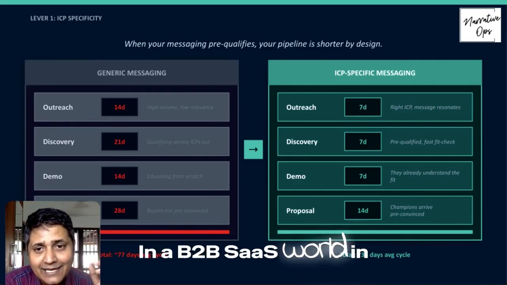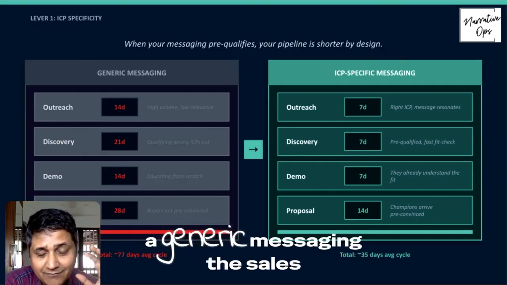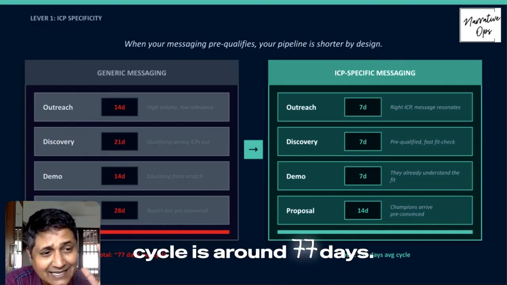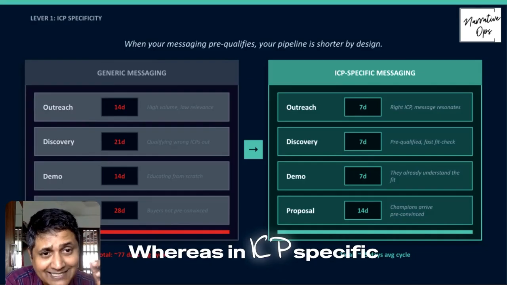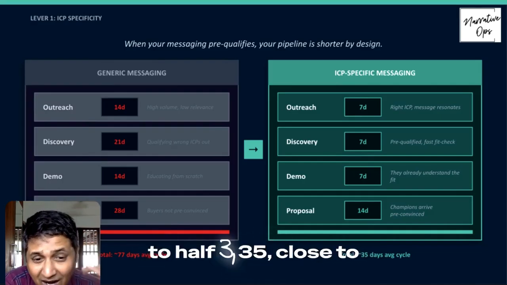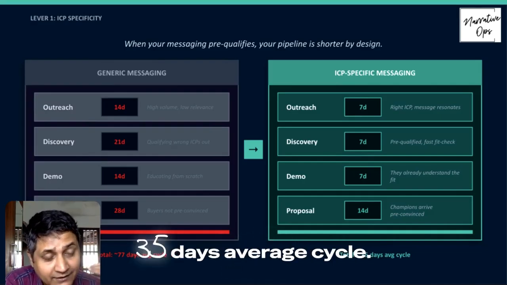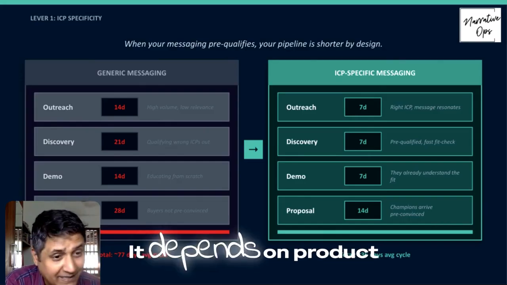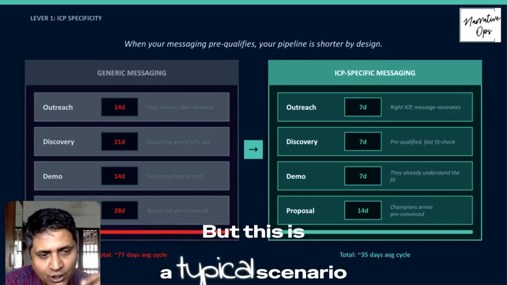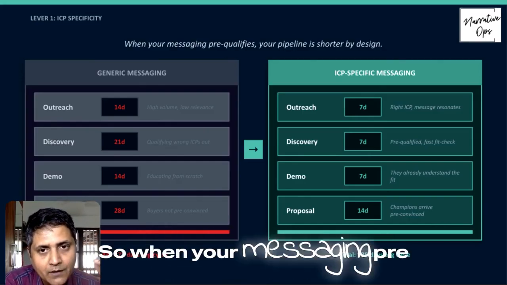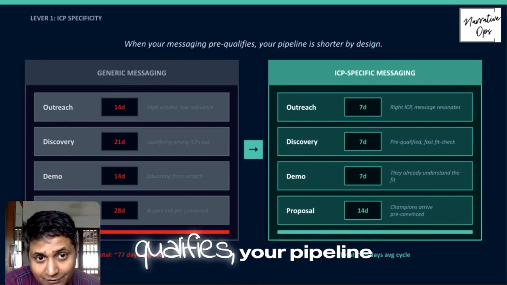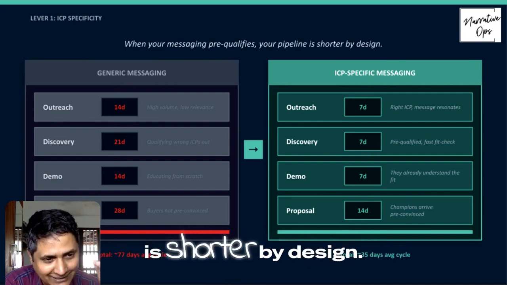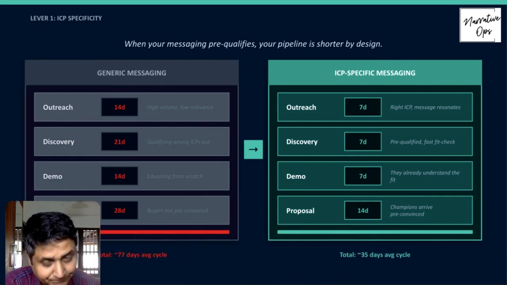So totally, in a B2B SaaS world, in generic messaging, the sales cycle is around 77 days, whereas in ICP-specific messaging, it comes to close to 35 days average cycle. It depends on product to product, but this is a typical scenario which we have observed. So when your messaging pre-qualifies, your pipeline is shorter by design. That is the key takeaway here.